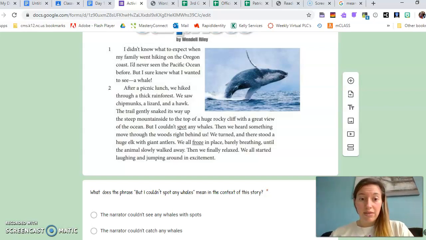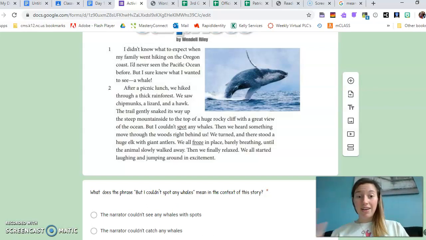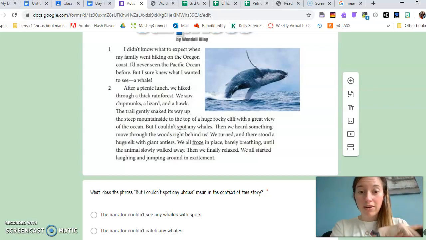Then we heard something move through the woods right behind us. We turned, and there stood a huge elk with giant antlers. We all froze in place, barely breathing, until the animal slowly walked away.